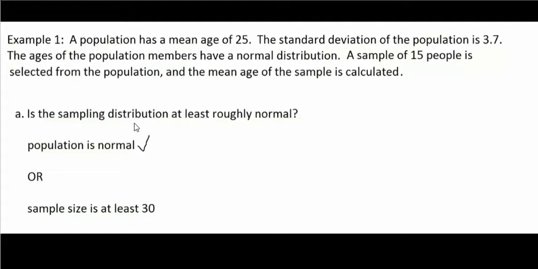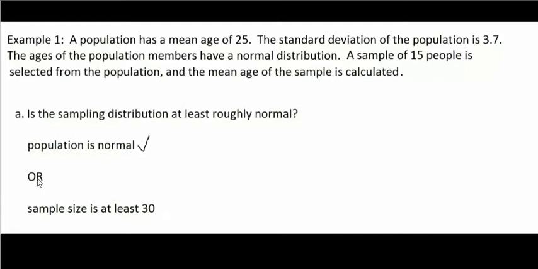When a sample mean is being calculated, is the sampling distribution at least roughly normal? The answer is yes, if either the population is normal or the sample size is at least 30. So the answer is yes if this is true or this is true, meaning they don't have to both check off. Just one of them has to check off. If this one checks off, it's a yes. If this other one checks off, it's a yes. And if they both check off, it's still a yes. So really, you need one to check off or both.